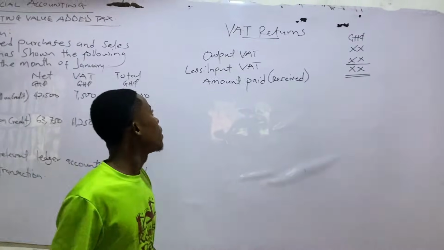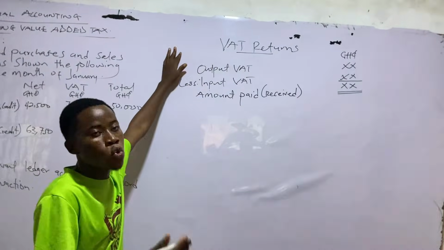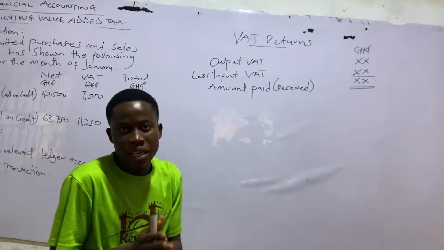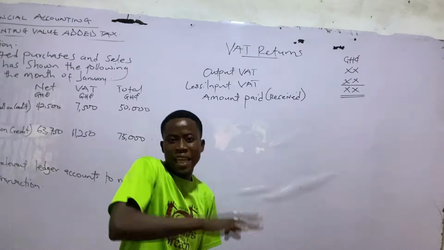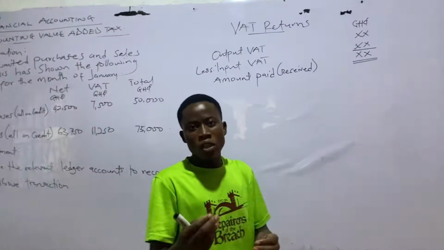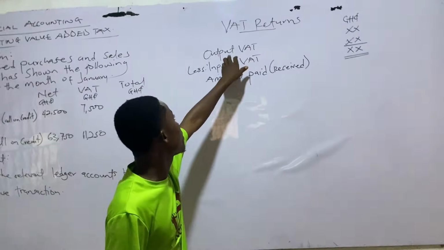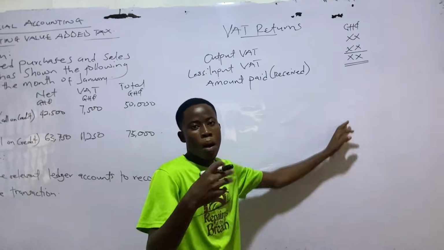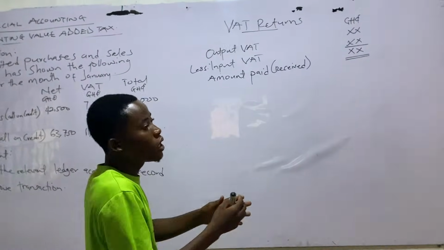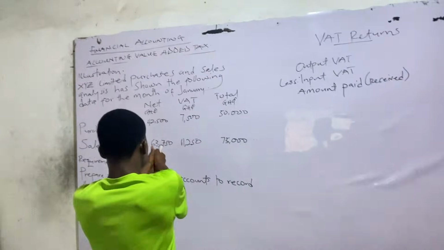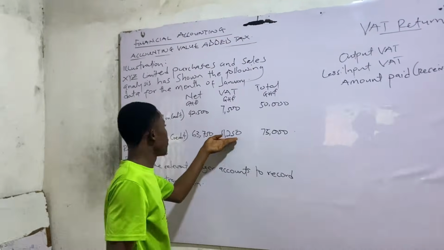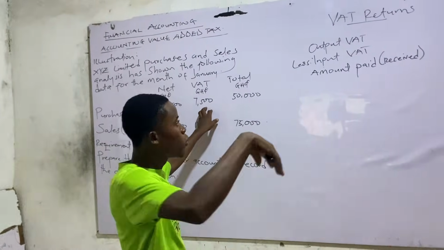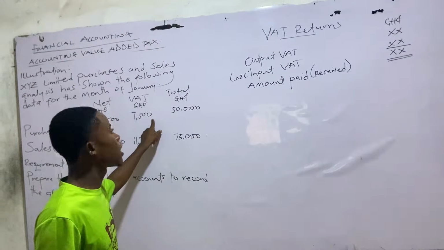Okay, so now let's look at how we'll be able to compute our VAT returns as a VAT registered person. Because as a VAT registered person, you are supposed to know your VAT returns every month on sales and then purchases made. So now we say we have our output VAT, less our input VAT, and then we know our amount paid or amount received as VAT. So let's reference the information here. So we have our 11,250 as output VAT, and then we have 7,500 as input VAT.